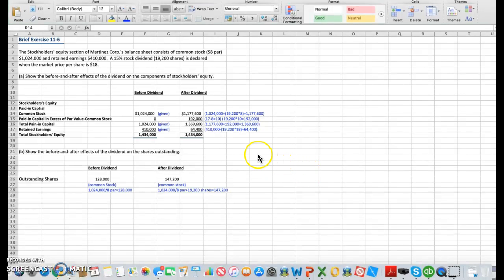This problem took me a little while, just having to remember how to do all the calculations, and I figured this would be the easiest way to show everyone exactly how I did it.